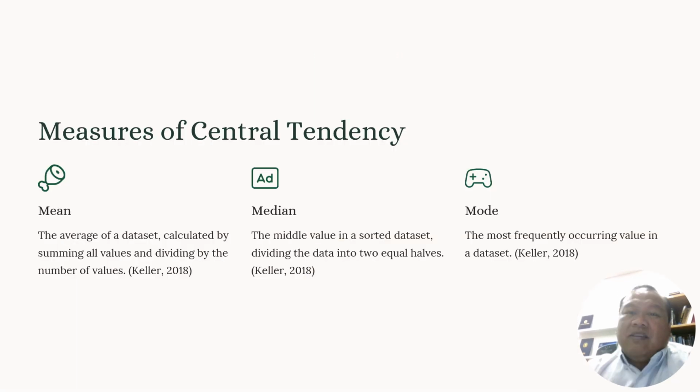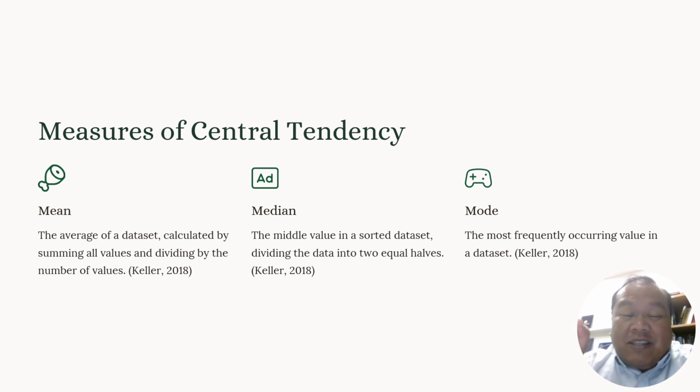Now, measures of central tendency. This is what I explained earlier, the mean, the median, and the mode. Okay, and what we computed earlier is the median, or what is also known as the average, or the middle value. I'm sorry, I made a mistake.